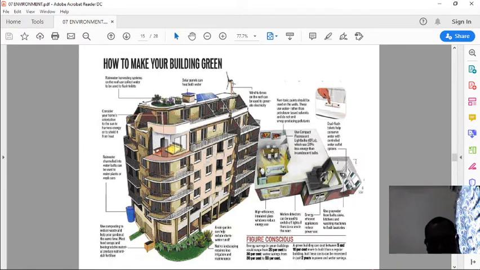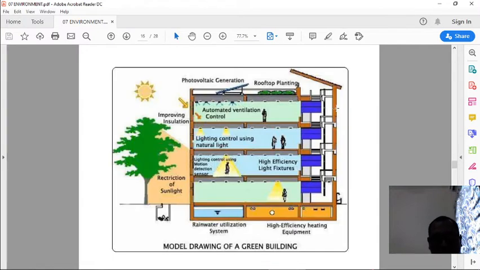Other than that, a turbine, having fluorescent light bulbs, which use less energy, dual flush toilets, whereby you can use a smaller volume of water if you pee, and a higher volume of water if you defecate. Okay. Other than that, green building photovoltaic generation, this is part of the solar system that I said before.